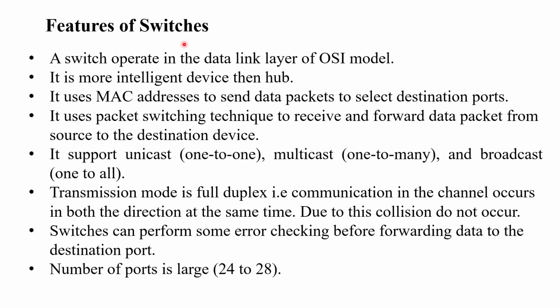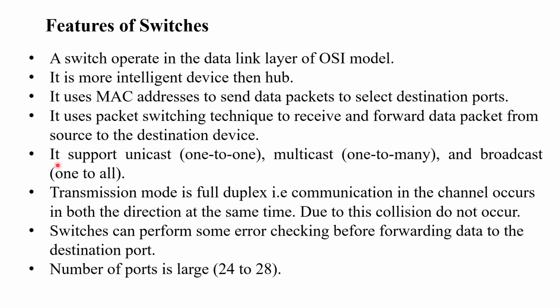Now there are some features of switch. A switch operates in the second layer of the OSI model, that is the data link layer. Switch is more intelligent than hub when they deal with the data packet. It uses MAC address to send the data packet to the selected destination port. As I have already told, when a data packet is received by the switch, it checks the destination address and sends it to the correct receiver. Next, it uses the packet switching technique to receive and forward data packets from source to destination device.